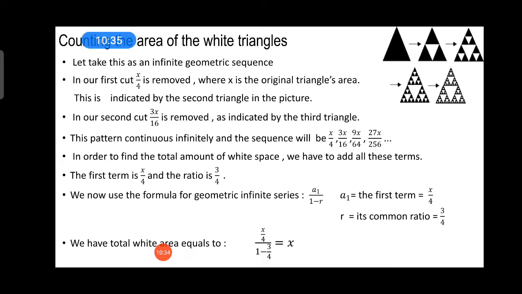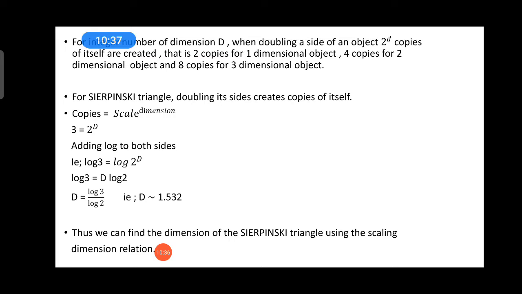x. For an integer number of dimensions d, when doubling a side of an object, 2^d copies of itself are created. That is 2 copies for a 1-dimensional object, 4 copies for a 2-dimensional object and 8 copies for a 3-dimensional object. For the Sierpinski triangle, doubling its sides creates 3 copies of itself. Copies is equal to scale raised to dimension. 3 is equal to 2^d.